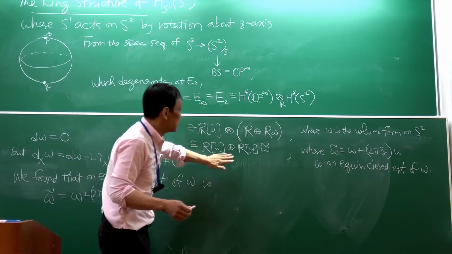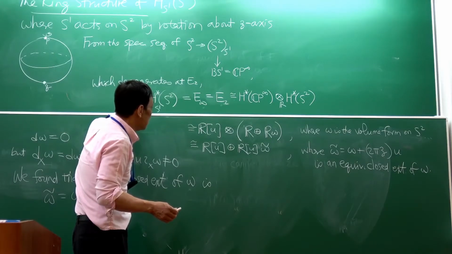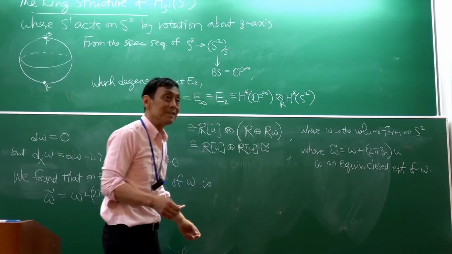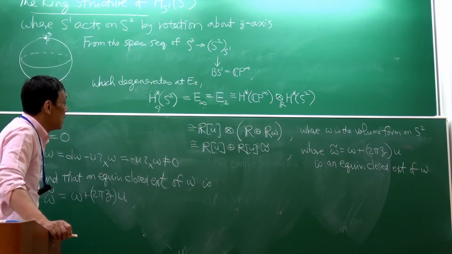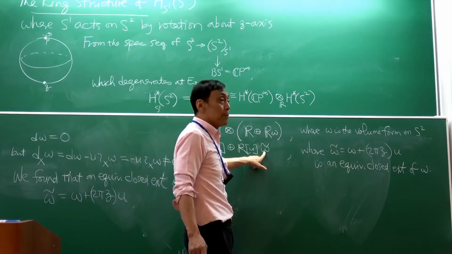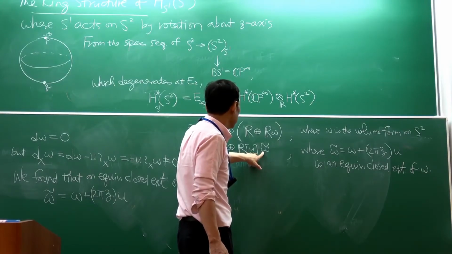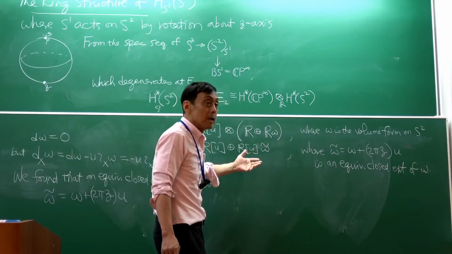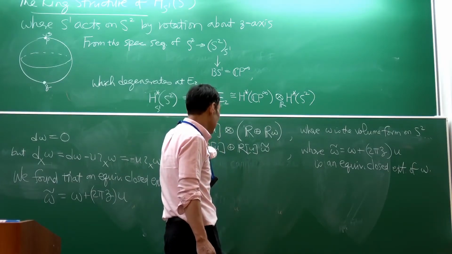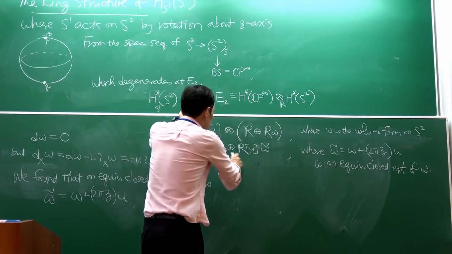Okay. Now this is the module structure. So this equivariant cohomology is a free module over the polynomial ring with two generators, one and omega tilde. Okay? So in order to figure out the ring structure, we have to know what happens when you multiply omega tilde. We have to know what omega tilde squared is. And it has to be a linear combination of omega tilde and u. Right?